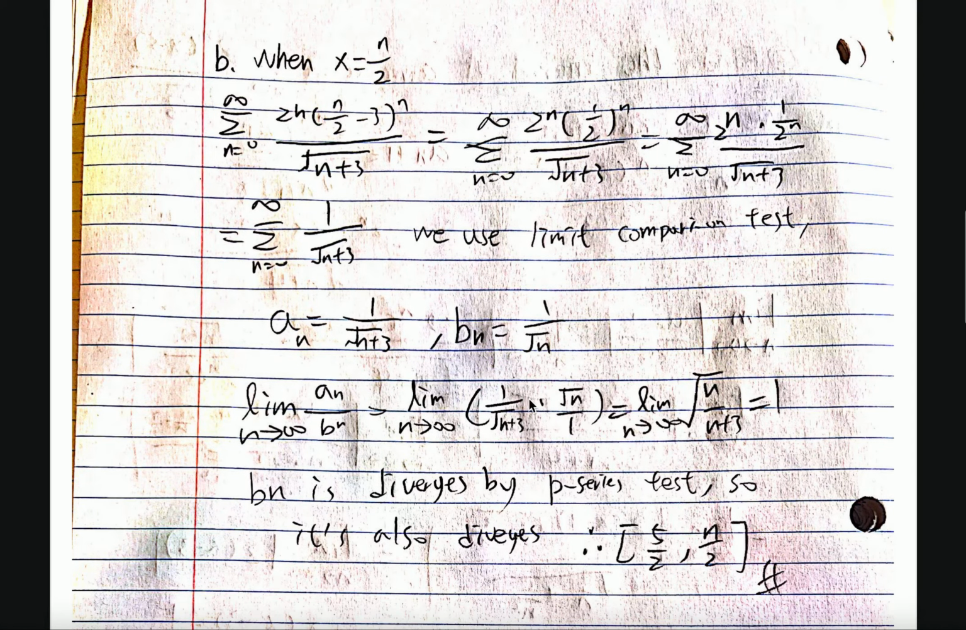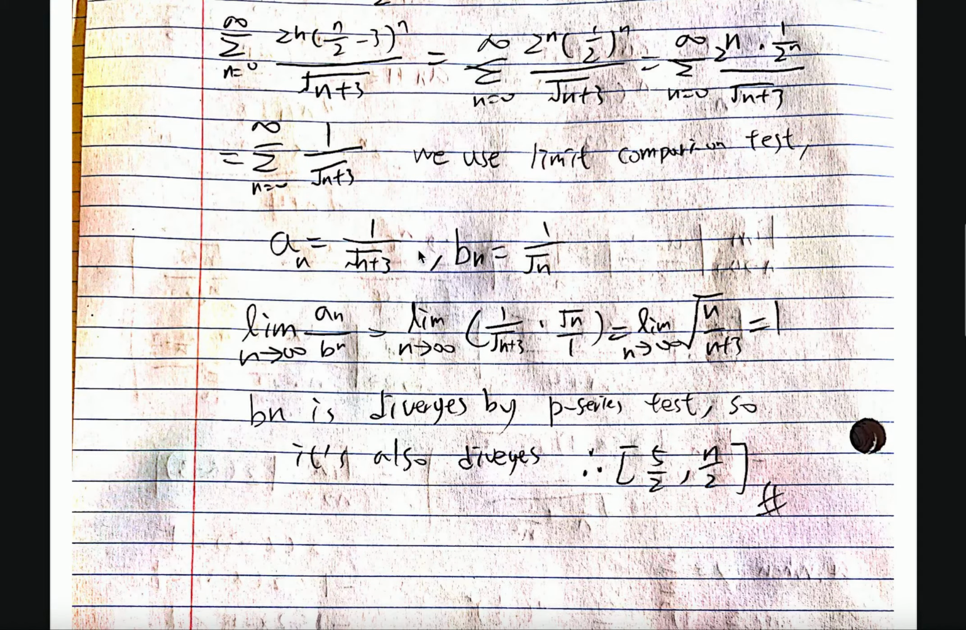So when x equals 7 over 2, we plug in 7 over 2. So we got the sum from n equals 0 to infinity of 2 to the power of n times (7 over 2 minus 3) to the power of n over the square root of n plus 3. So finally, we got the sum from n equals 0 to infinity of 1 over the square root of n plus 3.